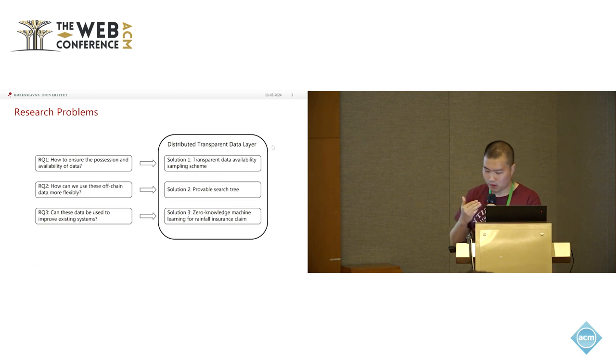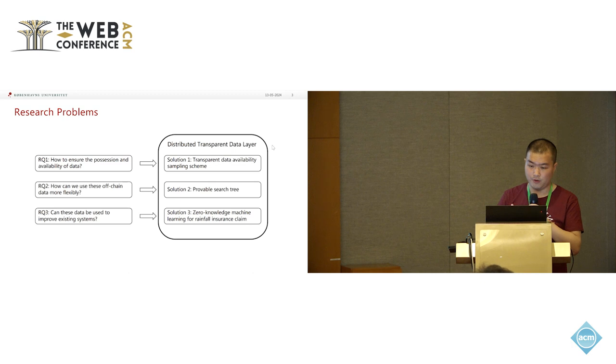There is some research nowadays, like Ethereum Improvement Proposal 4844, which just happened last year, or this year, several months ago. And also some researchers like Mustafa Al-Bassam. On their basis, we further ask three questions. First, how to ensure the possession and the availability of the data, not only the availability? Second, how can we use this off-chain data more flexibly? And third, can this data be used to improve existing systems?